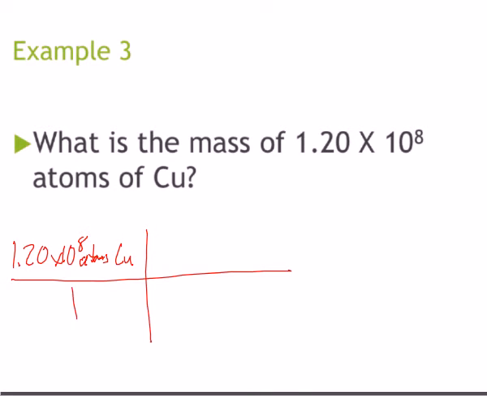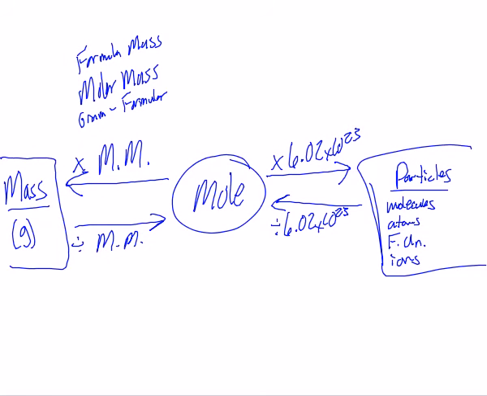This is where that roadmap is really going to come into play. So let's go back and take a look at it and get a mental idea of what we're going to do. Where am I starting when I look at my map here? Atoms, all the way over here to the right. Where do I need to get? I need to get to mass. But can I go directly from particles to mass? No.